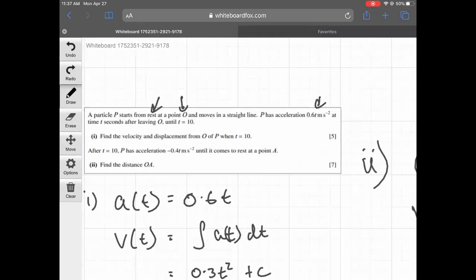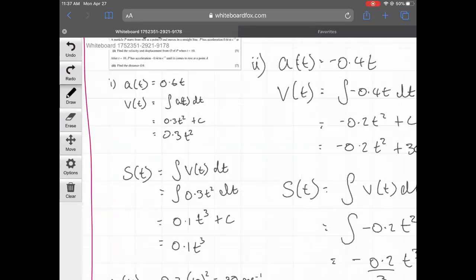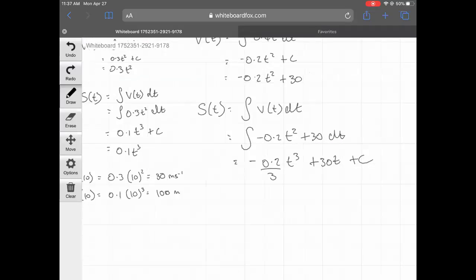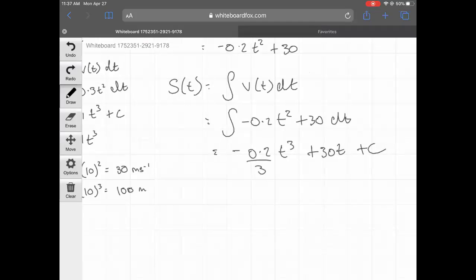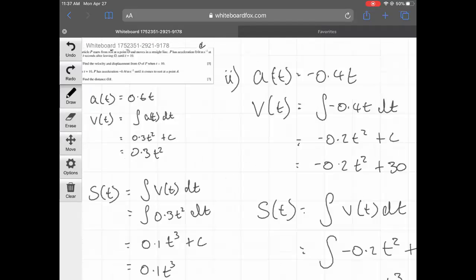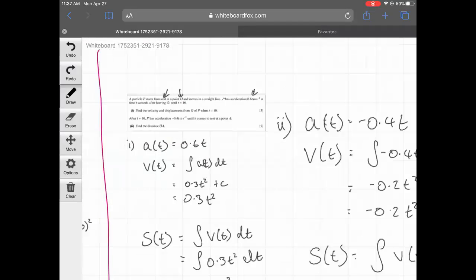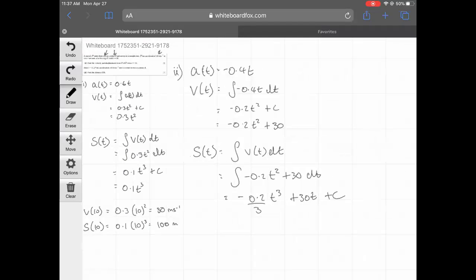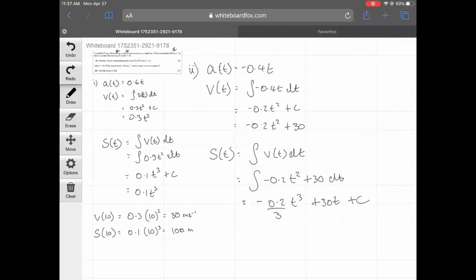So at t is 10, it has acceleration of this until it comes to rest at point A. Find the distance OA. So it's already traveled 100 meters by this time. So I want to know how far it travels from then until coming to rest. I've got less than a minute, so I don't know if I'll be able to do that, but hopefully I can leave that one with you to have a think about. I've done a fair chunk of it.